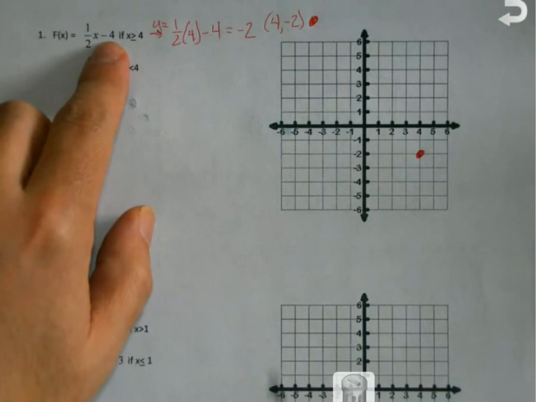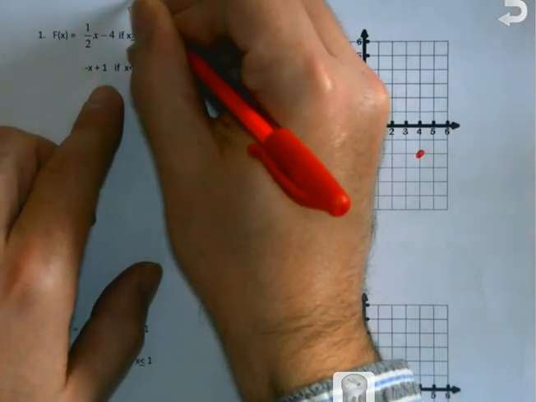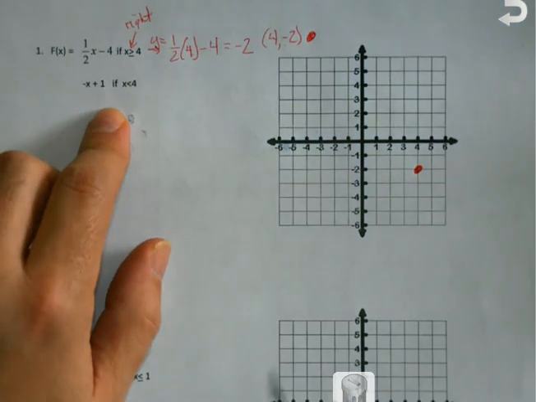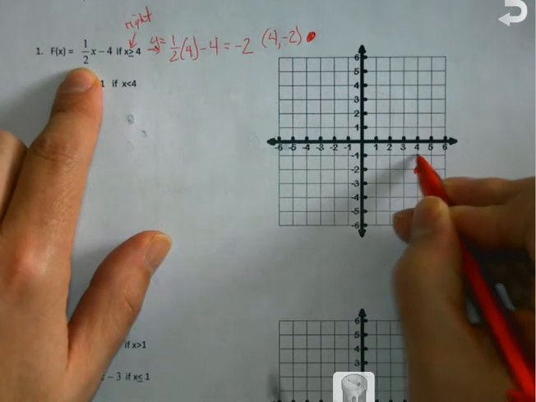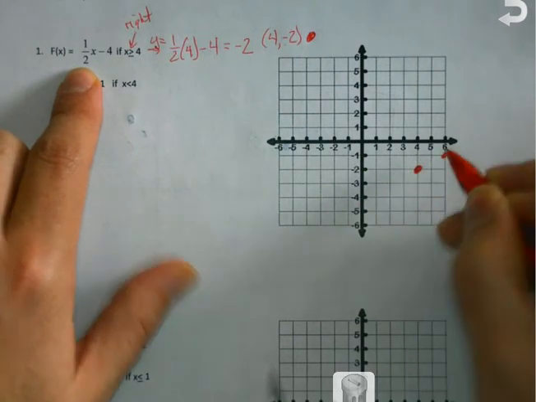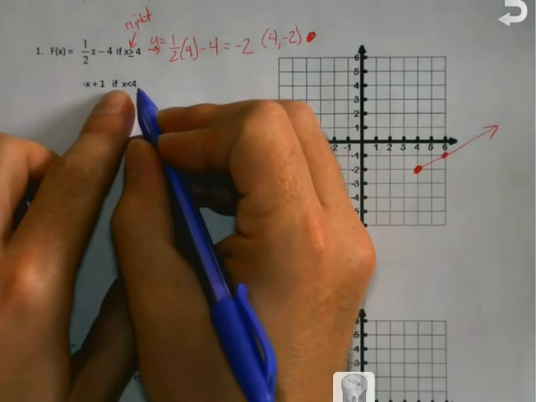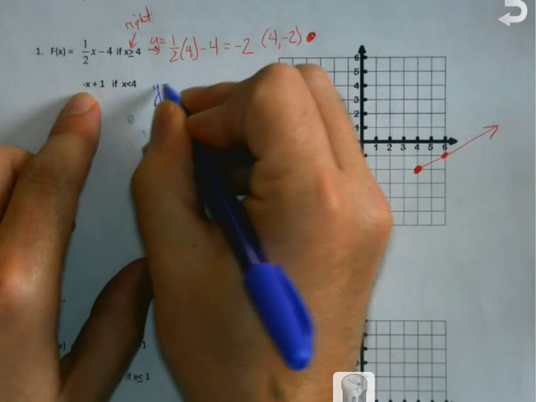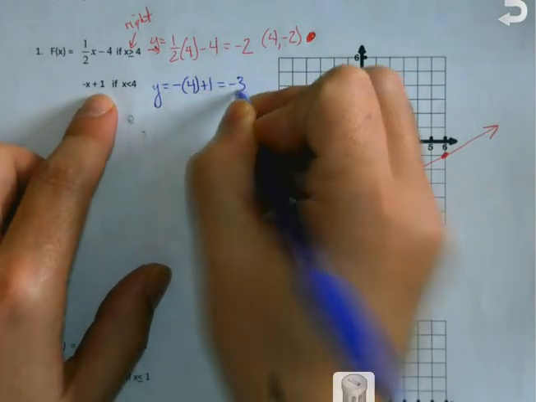And then it says if x is greater than 4. In other words, I want the values to the right. So I look at my slope and I say, okay, my slope's 1/2. Up 1, right 2. I ran out of room, so I'll just use the 2 dots. I'll connect the dots. And then I just do the process one more time with the second one. I go, okay, it's 4 again, so y equals negative 4 plus 1, negative 3.